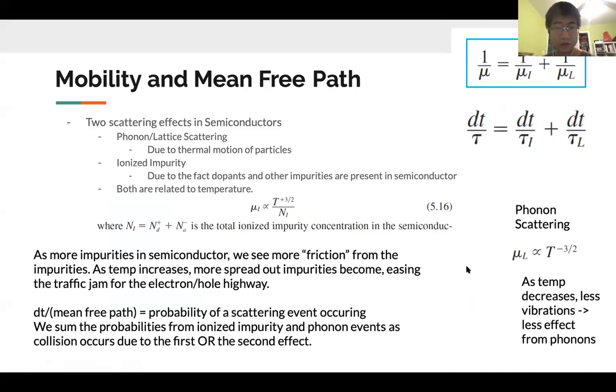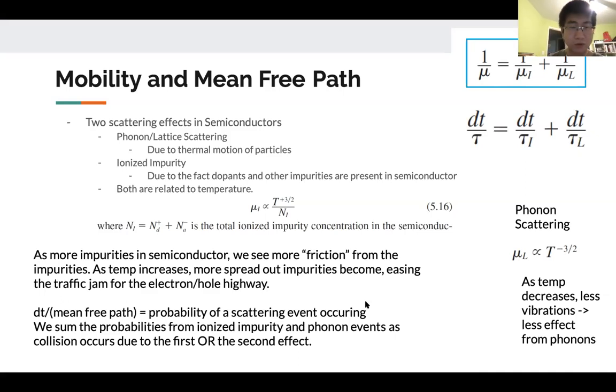Yeah, and then, okay, where was I? Oh, right. So basically to get the total mobility of the semiconductor, it's the same thing as a parallel resistor. So the total mobility is the inverse of 1 over the mobility from the lattice plus 1 over mobility from the phonons.